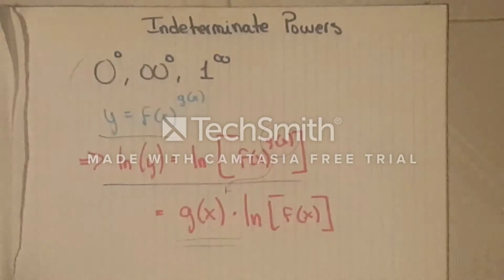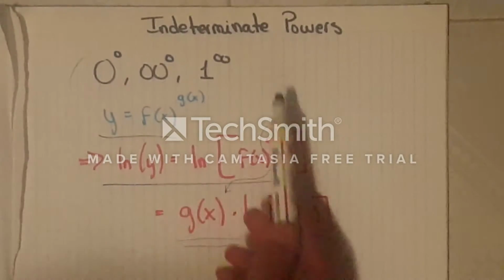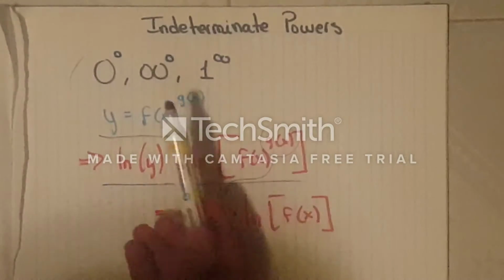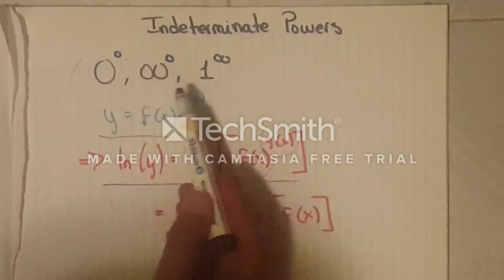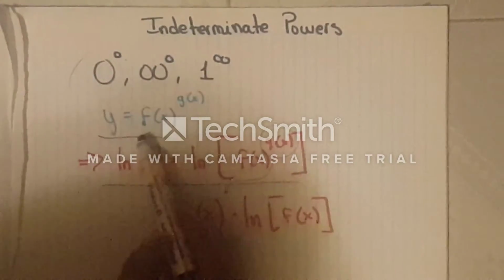Now we're going to talk about the indeterminate powers. First of all, we should determine which are the indeterminate powers. It is when 0 is to the 0 power, infinity to the 0 power, and 1 to the infinity. We should see this as a function that is elevated to another function.